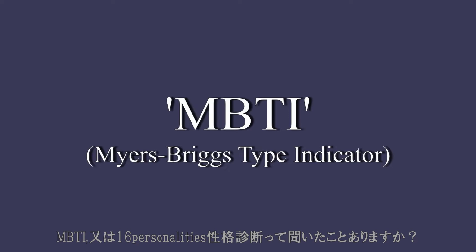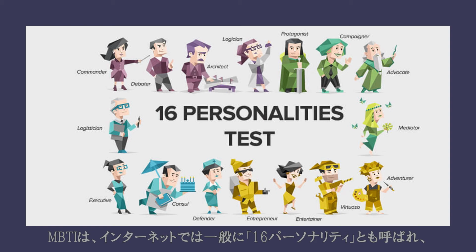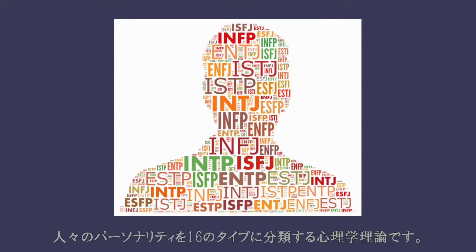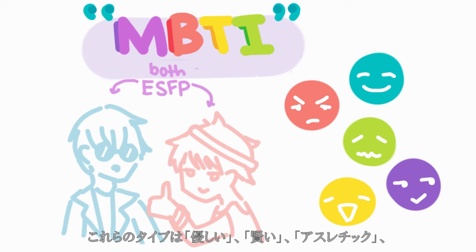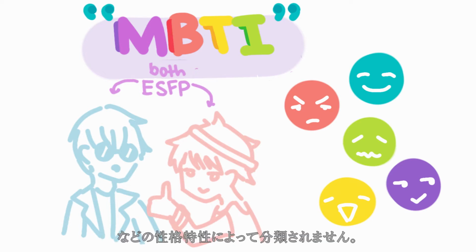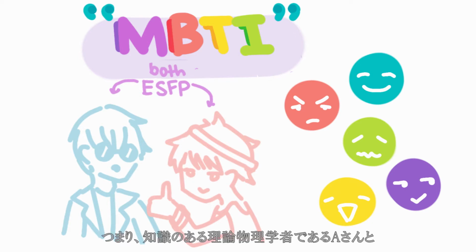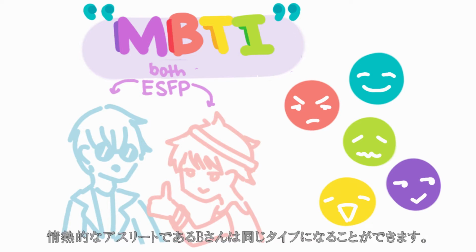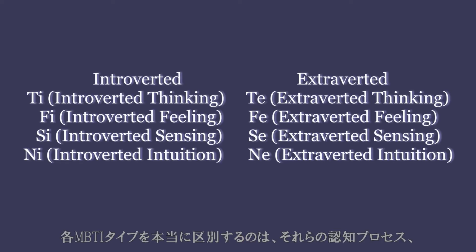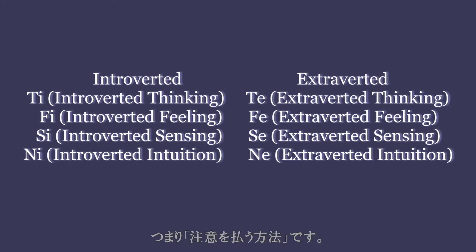Have you heard of MBTI or 16 personalities before? MBTI, also commonly referred to as 16 personalities on the internet, is a psychological theory that divides people's personalities into 16 types. These types are not taxonomized by personality traits, such as kind, smart, athletic, confident. This means person A, who is a knowledgeable theoretical physicist, and person B, who is a passionate athlete, can be the same type. What truly distinguishes each MBTI type is their cognitive processes, or ways of paying attention.